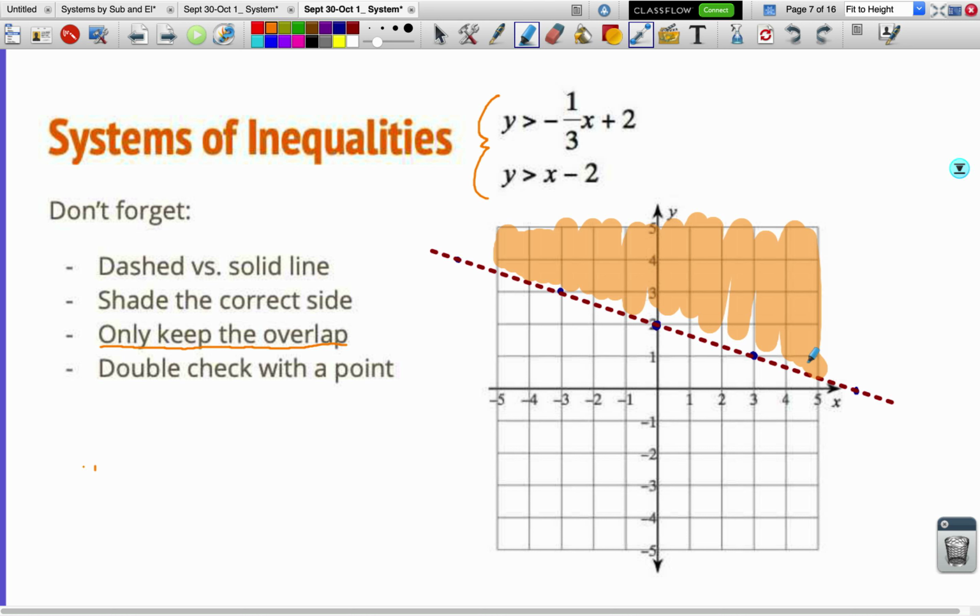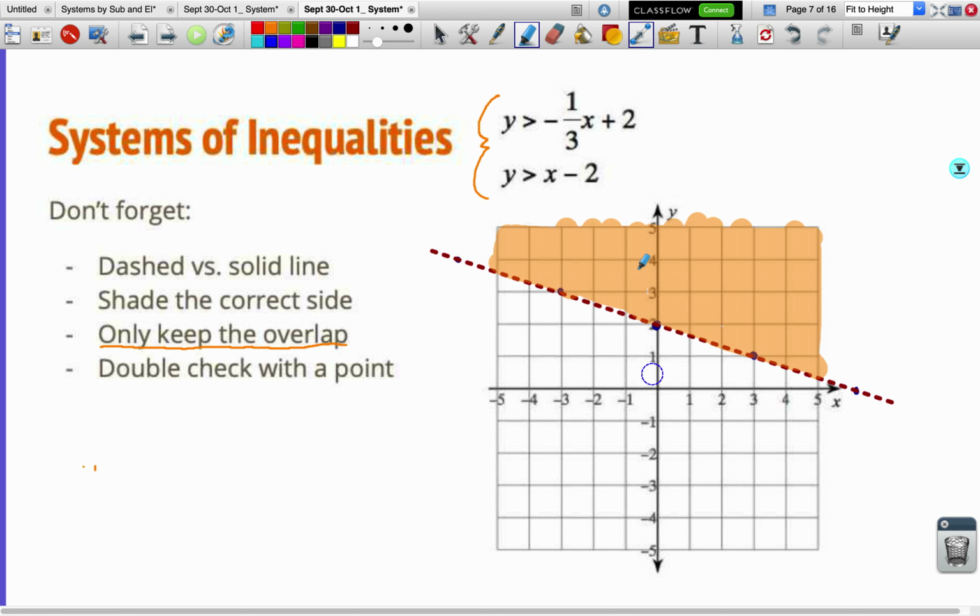All right, when you do this on your actual graph, you should shade pretty lightly. Maybe I should have said that 2 seconds ago, but shade pretty lightly because we're going to end up erasing about half of the shading. All right, let's graph the other one.